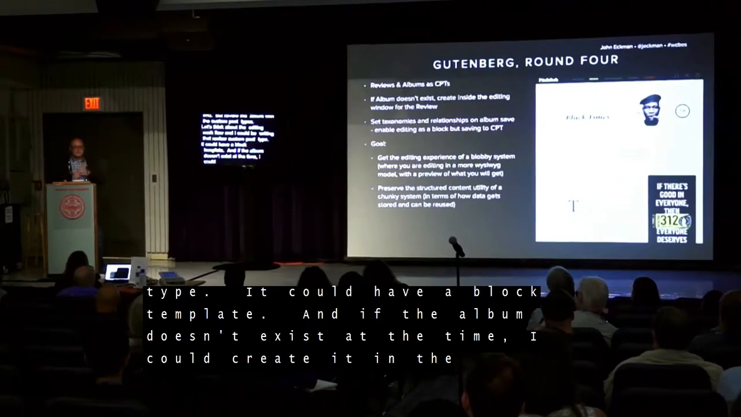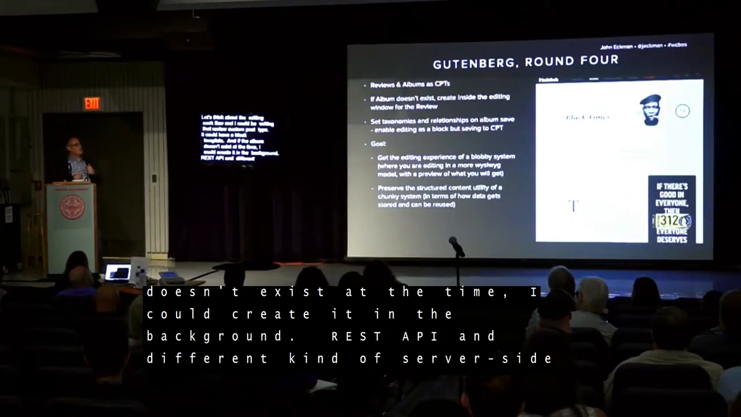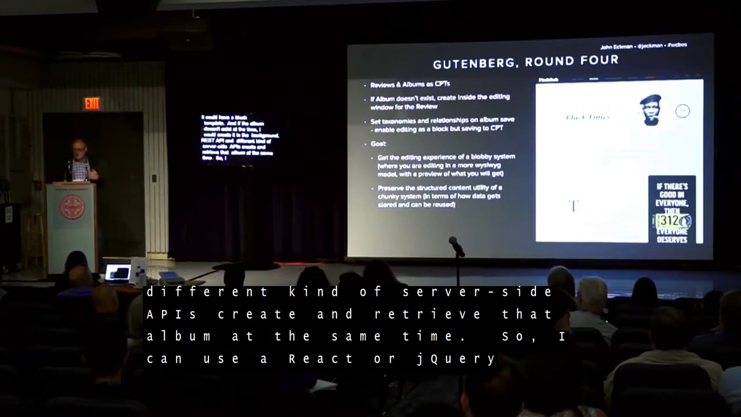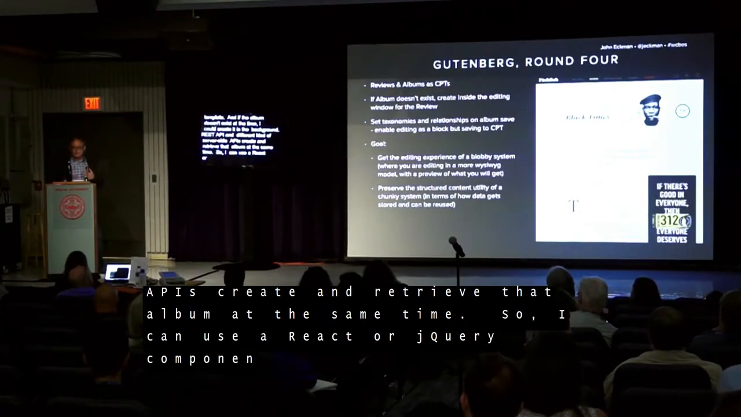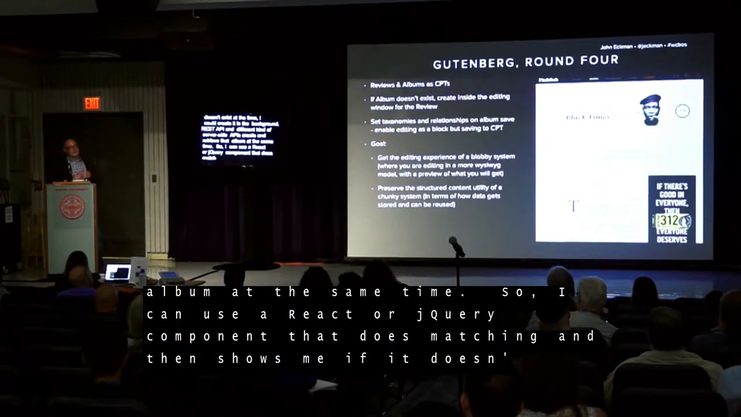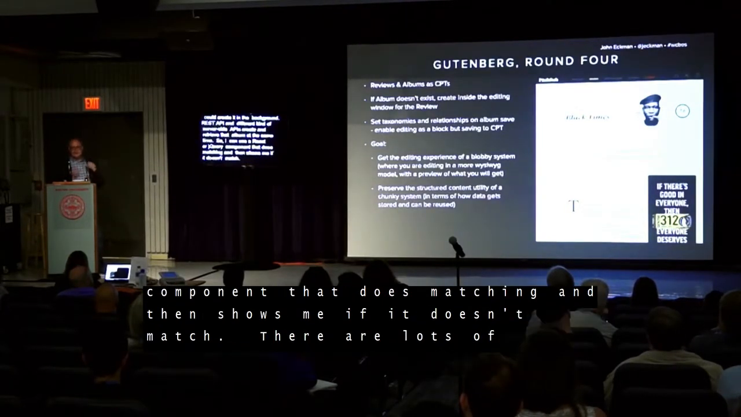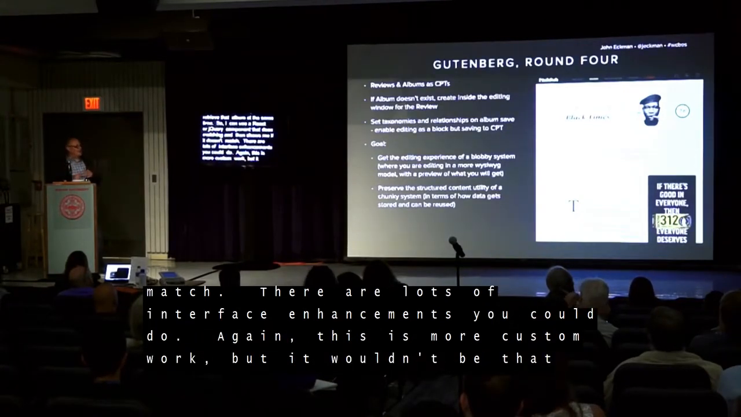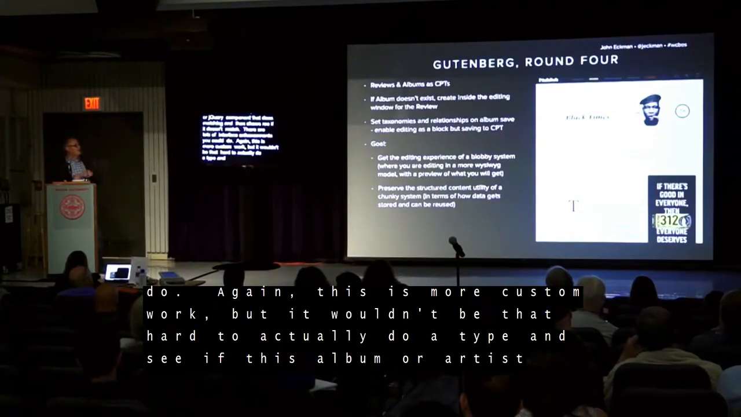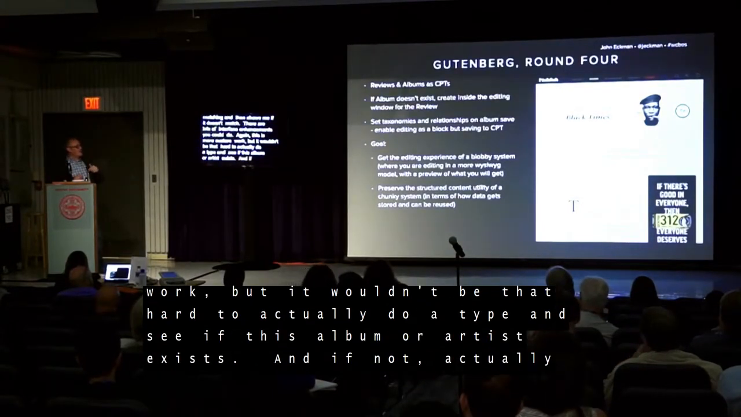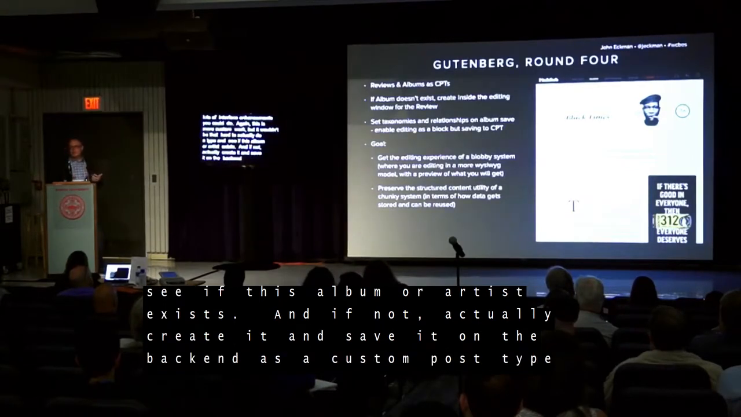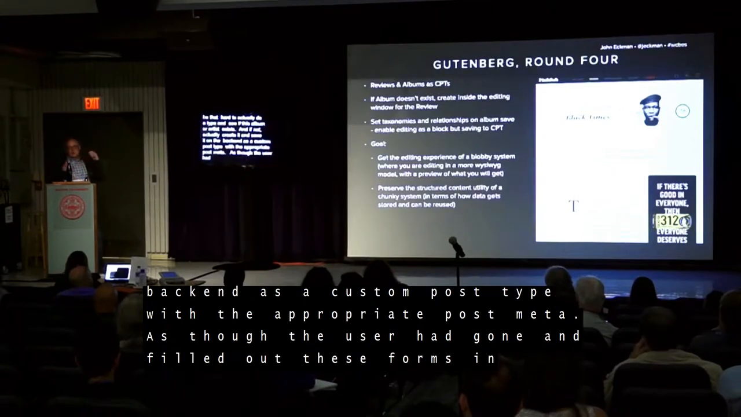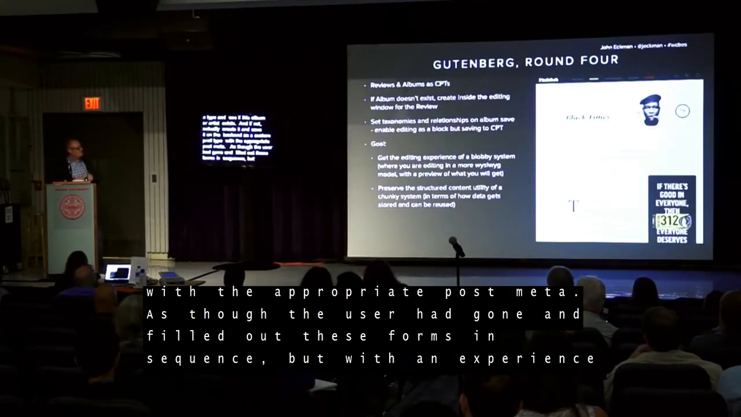There are different kinds of server-side APIs. Actually go ahead and create and retrieve that album at the same time. So I can use a React or jQuery component that has a type ahead that does matching and then shows me if it doesn't match. There are lots of interface enhancements you could do. And again, this gets a little bit more into custom work, but it wouldn't be that hard to do a type ahead to see if this album or artist exists, and if not, actually create it and save it on the back end as a custom post type with the appropriate post meta. So as though the user had gone and filled out these forms in sequence, but with an experience that's more like the new Gutenberg, right?